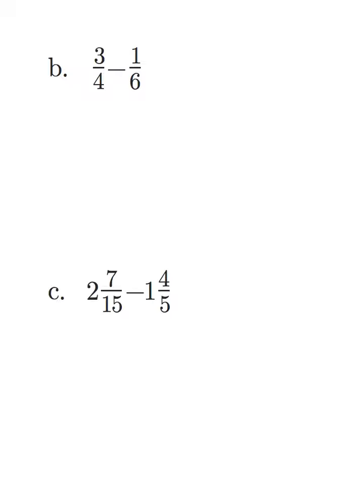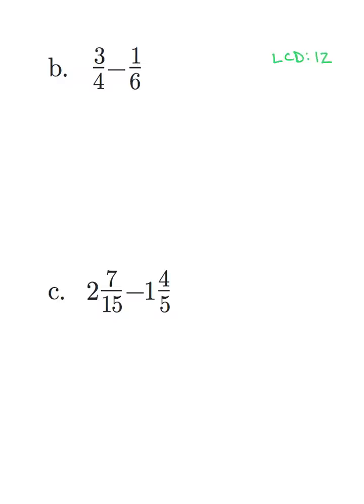Example B, we have 3/4 minus 1/6. So what is my LCD? We're going to do this problem twice. The LCD, you can go ahead and use 12. 12 would be a common denominator. It is also the least common denominator. 12 is the smallest number that is divisible by 4, it goes in 3 times, and divisible by 6, it goes in twice. So let's go ahead and do this problem using an LCD of 12.